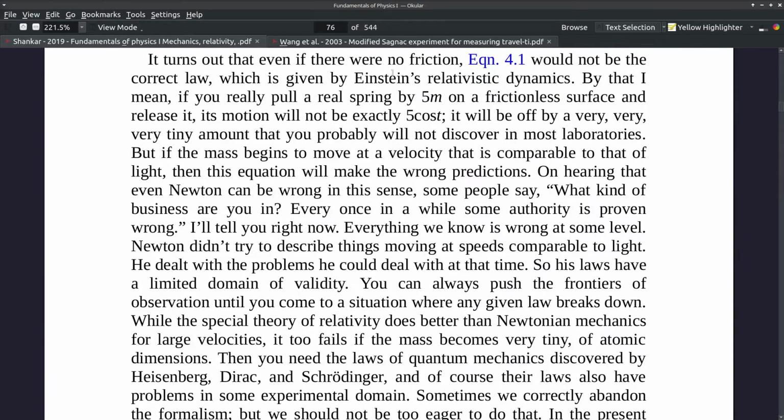It turns out that even if there were no friction, equation 4.1 would not be the correct law, which is given by Einstein's relativistic dynamics.